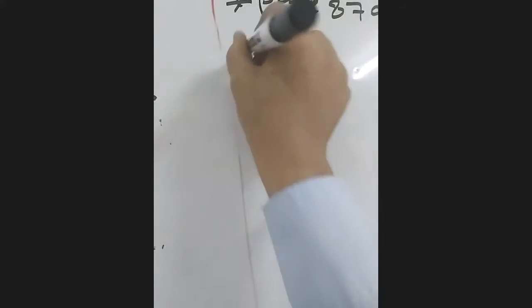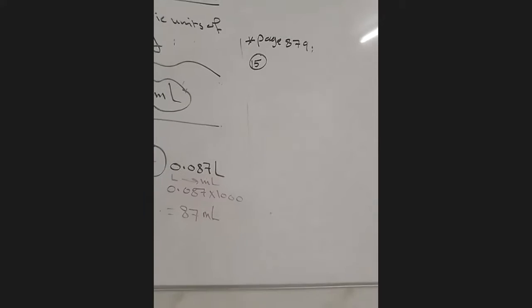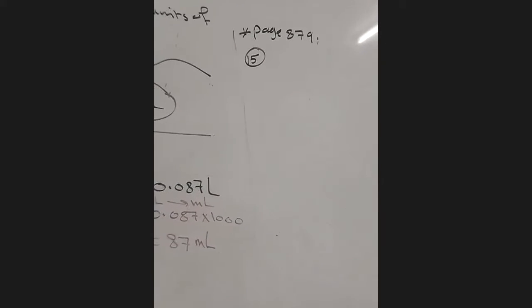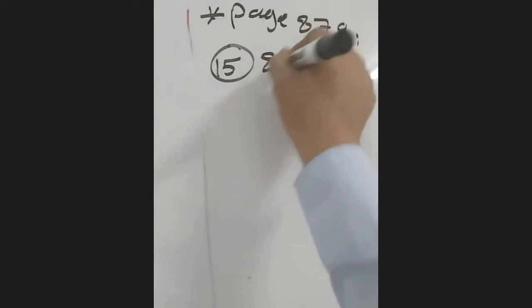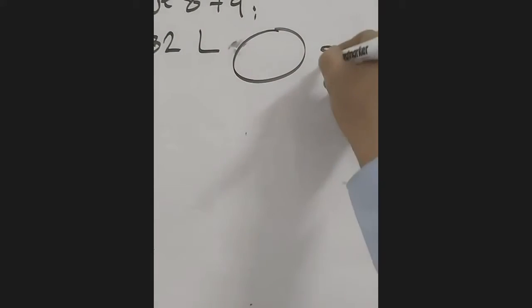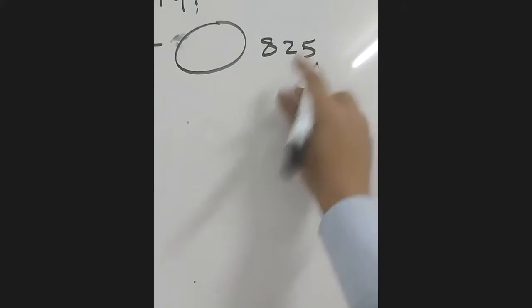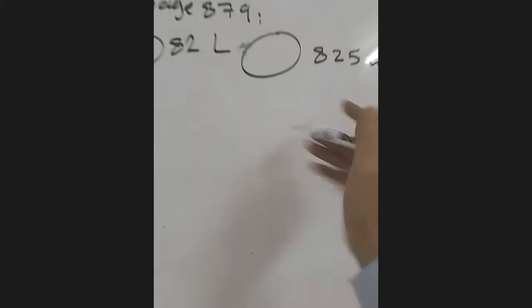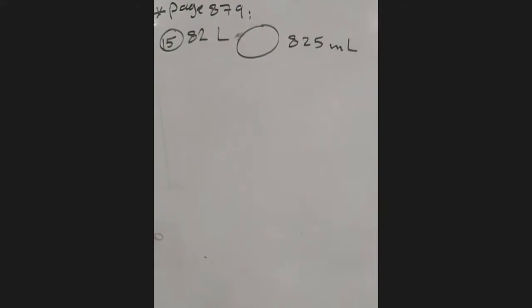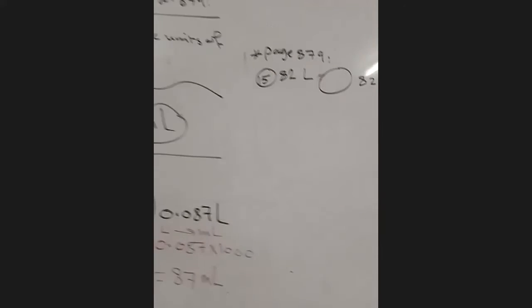In page 879, guys, go back. Page 879. Question 15. Read, Yabni. Mohammed, read. 82 liters compared with 825 milliliter. 825? Yes. Milliliter. Are you sure? 82 liter, 825 milliliter, yes. Right? This is question 15, guys, page 879. 82 liter with 825 milliliter.